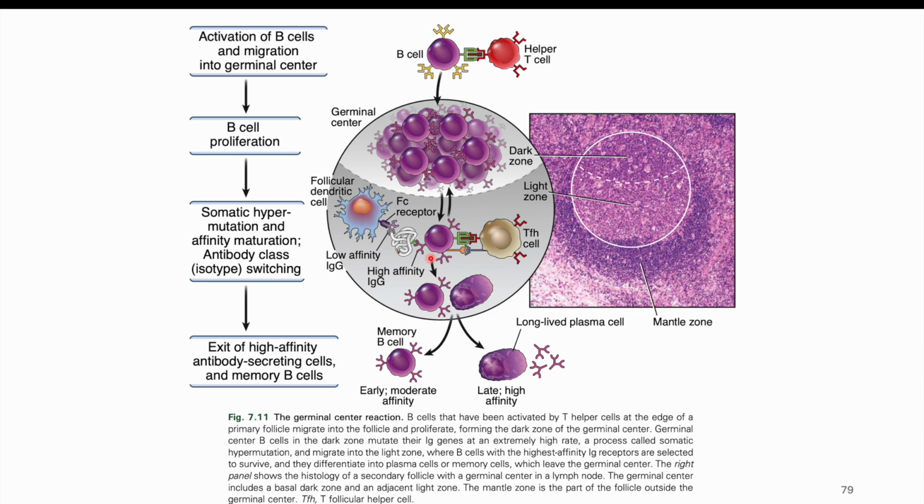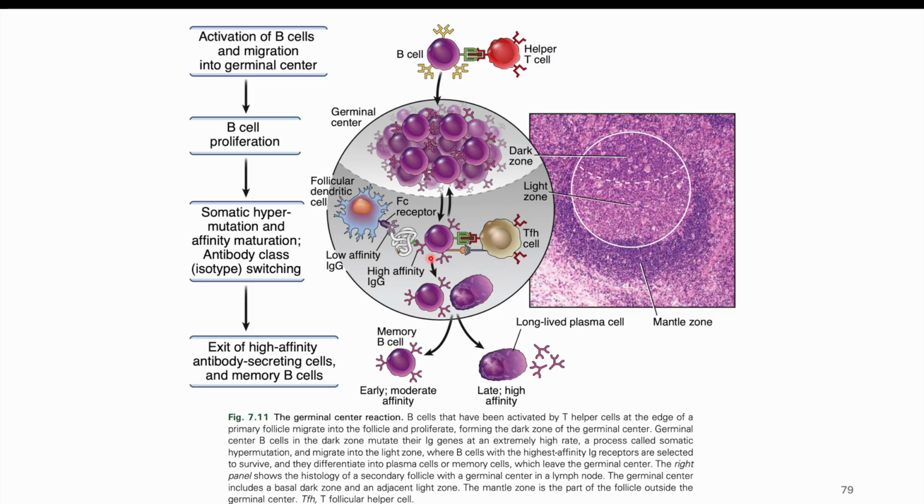B cells in the dark zone mature their Ig genes at an extremely high rate, a process called somatic hypermutation, and migrate into the light zone, where B cells with the highest affinity Ig receptors are selected to survive, and they differentiate into plasma cells or memory cells, which leave the germinal center.